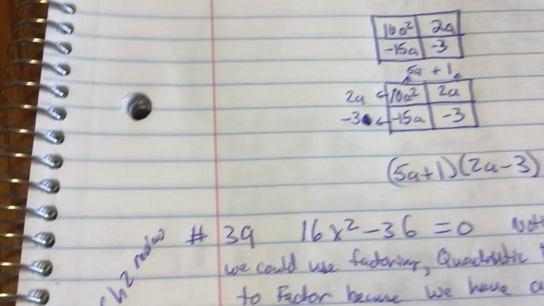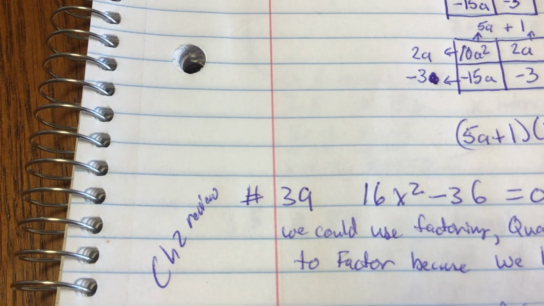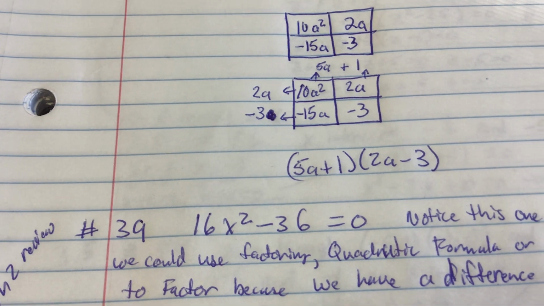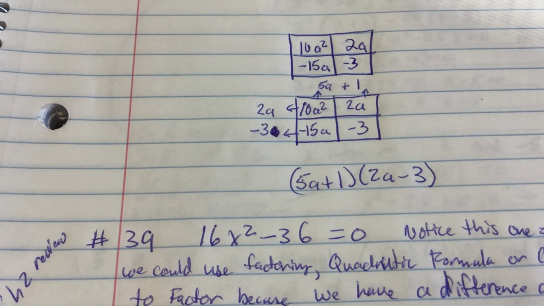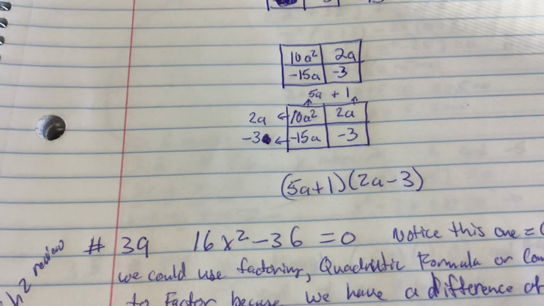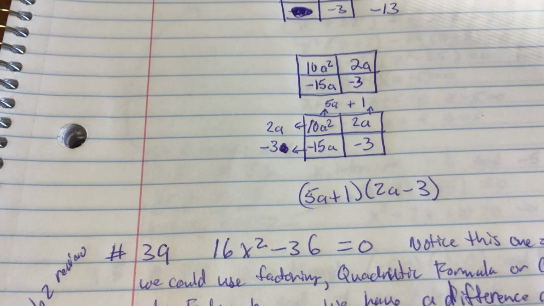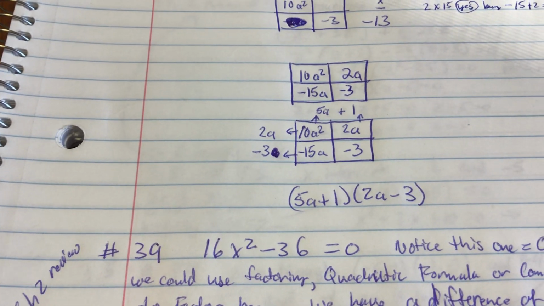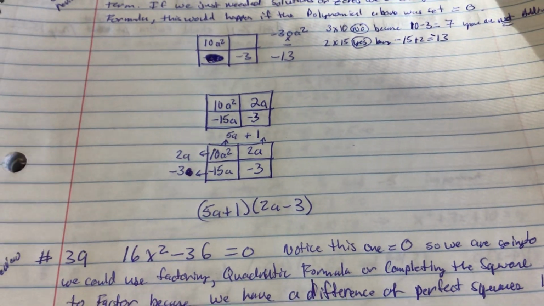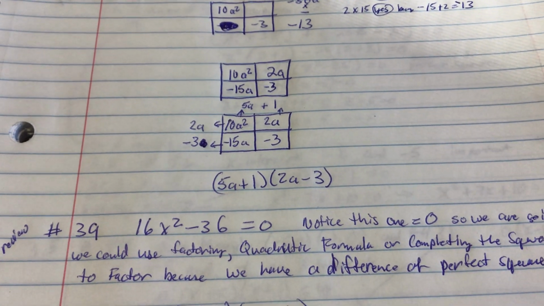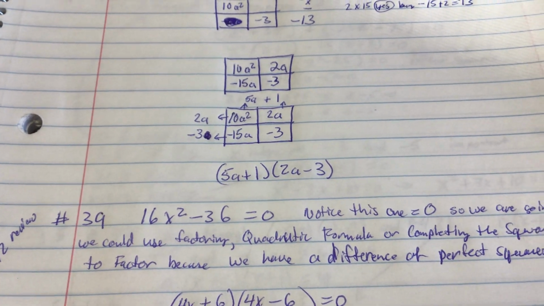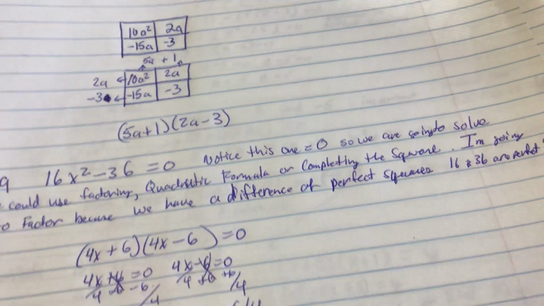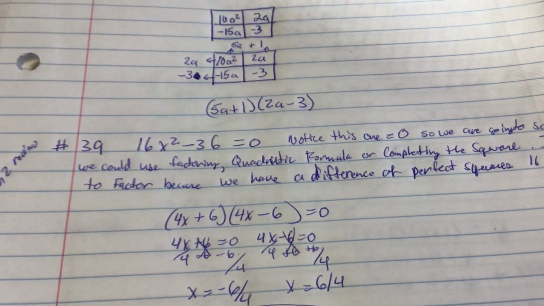Going on to number 39 on chapter 2 review. This one just asks a simple question, really. 16x squared minus 36 equals 0. You could just add the 36 and then divide by 16 and then take the square root of both sides, and you'll end up with an answer that is exactly the same as I'm going to get. But I noticed that this is a difference of perfect squares. So we could use factoring, we could use the quadratic formula, we could use completing the square, but because we have a difference of perfect squares, I'm going to just factor it as a difference of perfect squares.